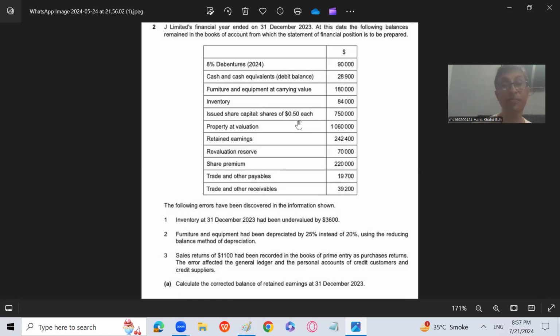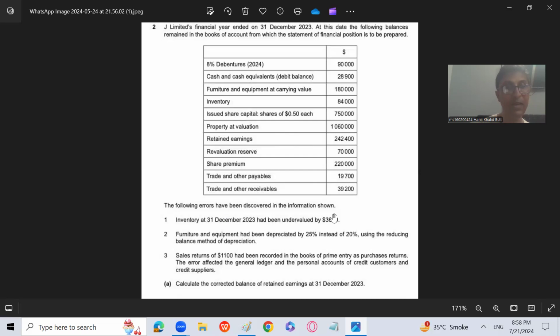You can find the number of shares also, which is not required in this question, as it is not related to company in totality. It is related to errors. So 7,50,000 divided by 0.5 gives 15 lakh shares, just for information. Property is a non-current asset. Retained earnings are given. Revaluation reserve is given. Share premium, trade and other payables, and trade and other receivables.